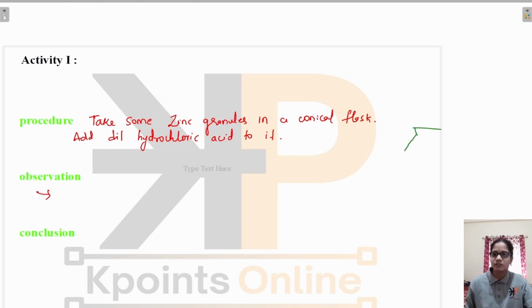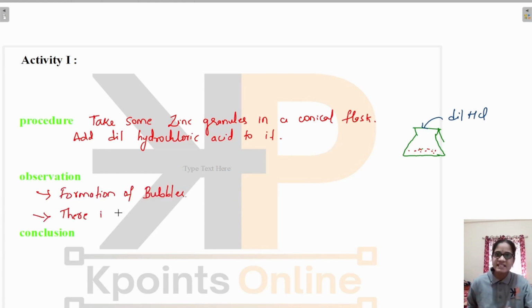Okay, if you take a conical flask, you are adding zinc granules to it. Then add dilute HCl to it. What changes do you observe here? There is a formation of bubbles and there is rise in temperature. How do you observe the rise in temperature? Just by touching the flask here, you can observe that it has become warm, which indicates that heat is liberated.